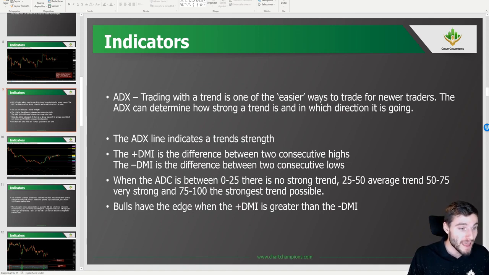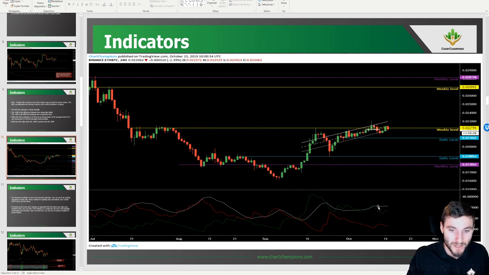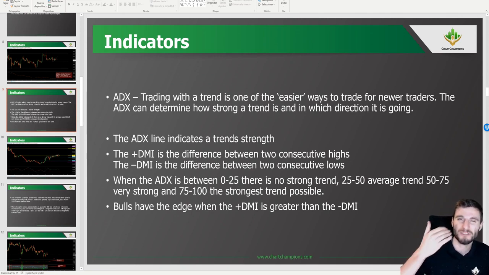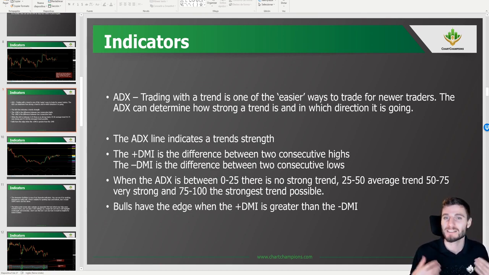When the ADX, this white line, is between 0 and 25, there are numbers which you can scroll up and down on the side, there is no strong trend, e.g., it's going sideways. Between 25 and 50, the market is just averagely moving up or down. It's not a strong trend at all, a little bit better than sideways. 50 to 75 is a strong trend, and 75 to 100 is literally the strongest trend you can get. This thing is going impulsive.